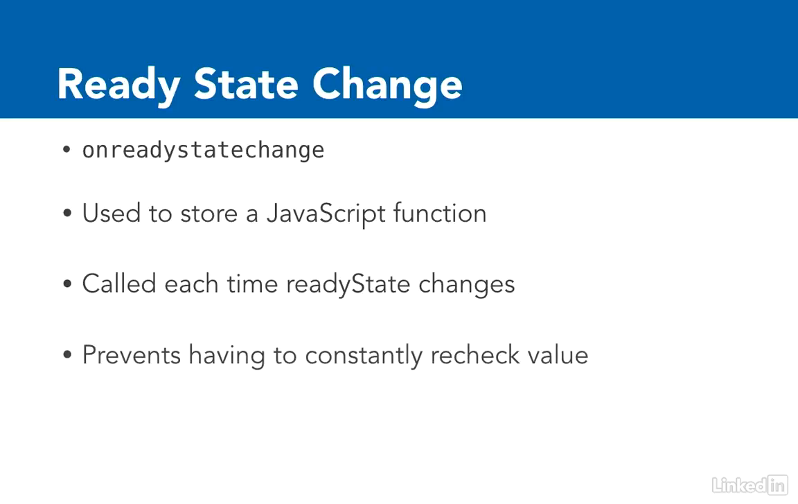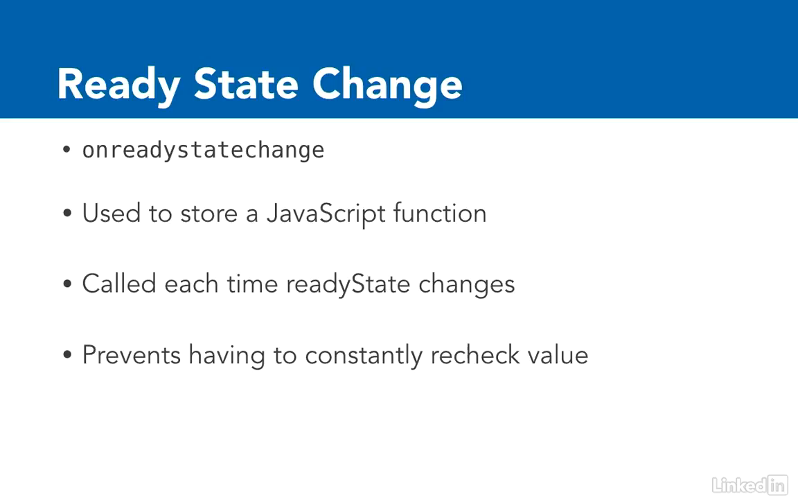What it does is it prevents us from having to constantly recheck that value. Instead of checking it over and over again, it very kindly says, oh, I just changed to a new value. Would you like me to do anything? And it checks our function. If our function asks it to do something, it will do it. If not, then it will just wait until ready state changes to something else. And when it does, it'll call our function again.